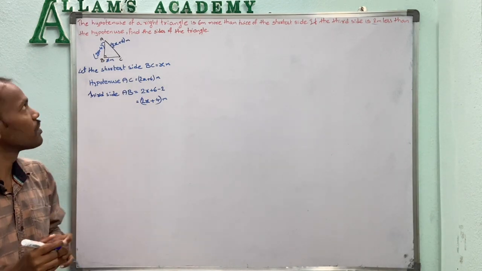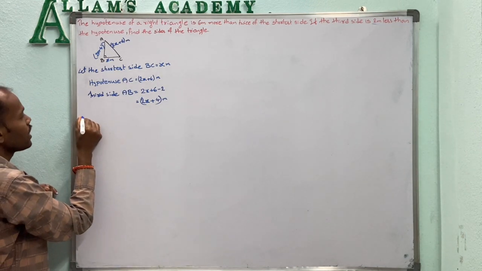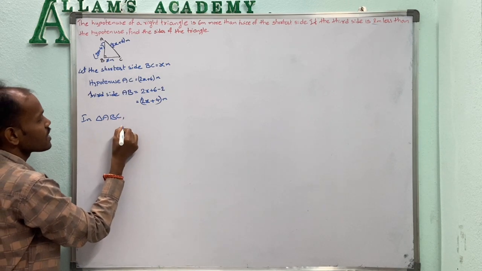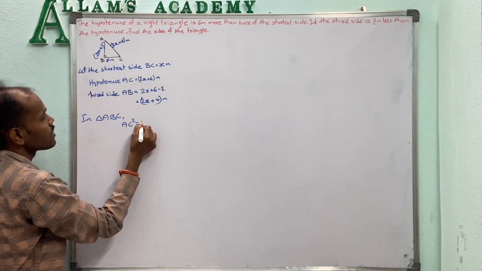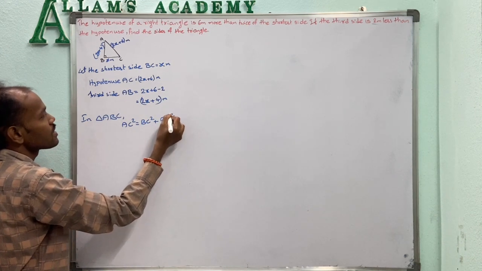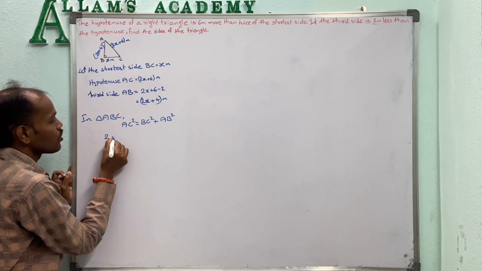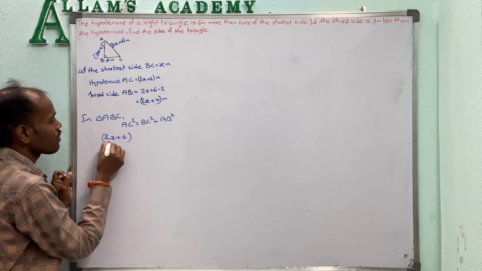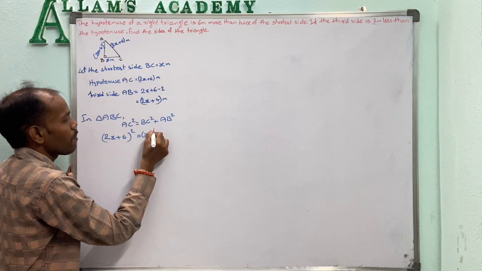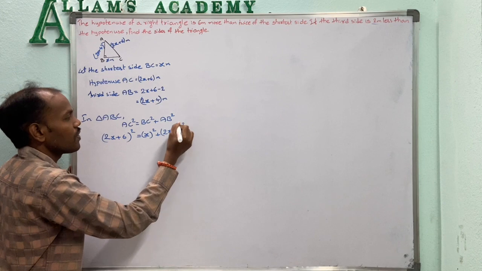Now here the formed one is a right triangle. So by using Pythagoras theorem, in triangle ABC, hypotenuse AC square equals base BC square plus height AB square. Now AC is nothing but 2x plus 6. So (2x plus 6) whole square equals BC, x, square plus AB, (2x plus 4) whole square.